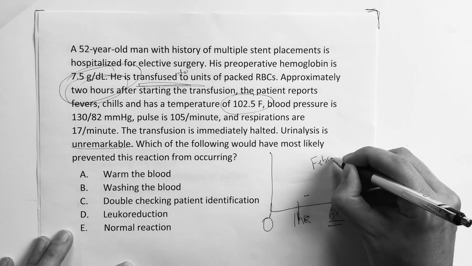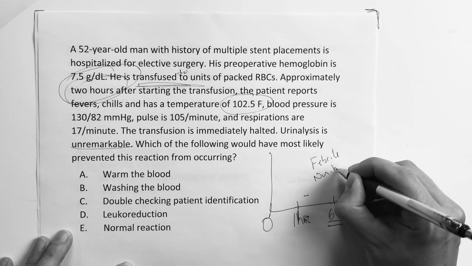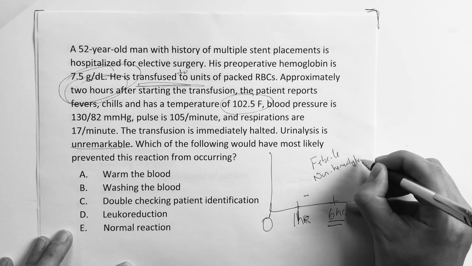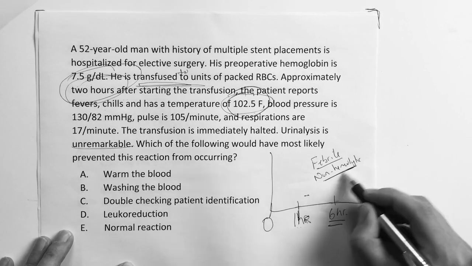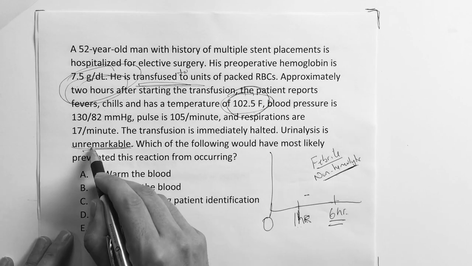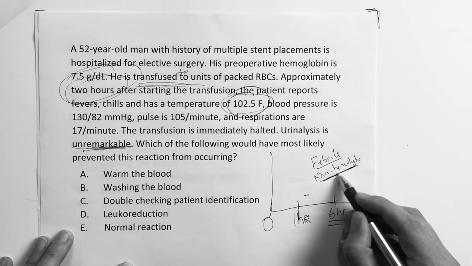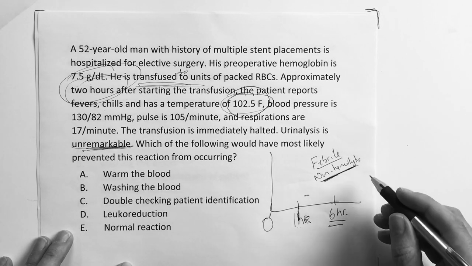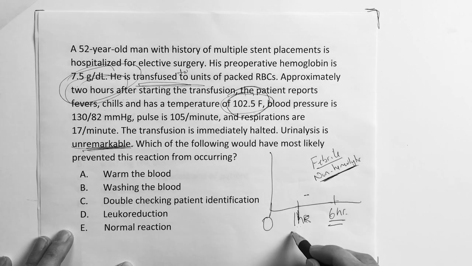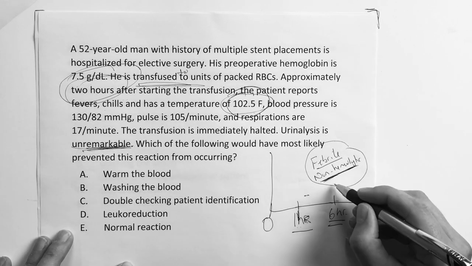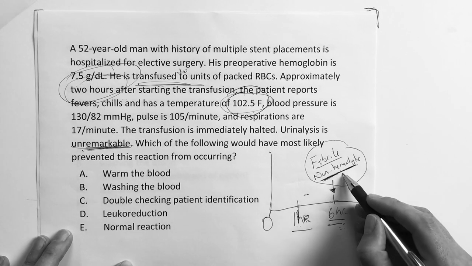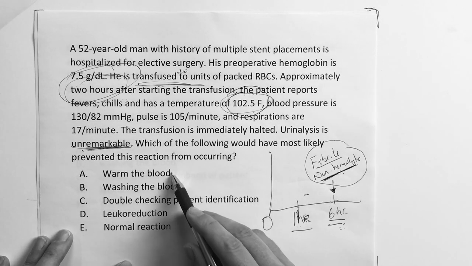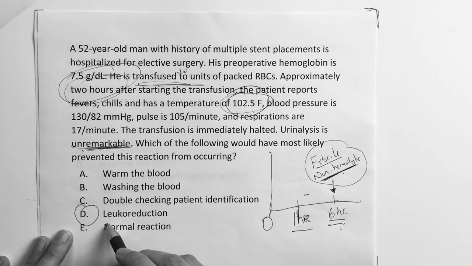This one's called febrile non-hemolytic. Febrile, guy's got temperature, non-hemolytic, right? Urinalysis is unremarkable, there's no lysing or anything like that. So that's why, if it's not at the 1 hour and you got the supporting data for it, this one's gonna be a febrile non-hemolytic. What could have prevented that one? When we go through the answer choices, it would be the leukoreduction.